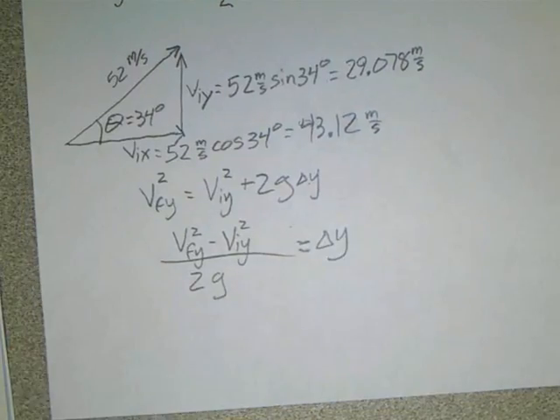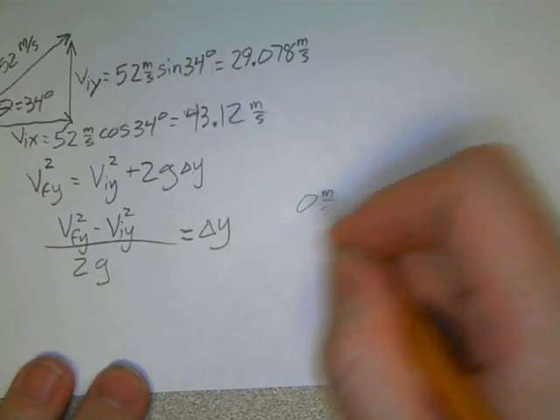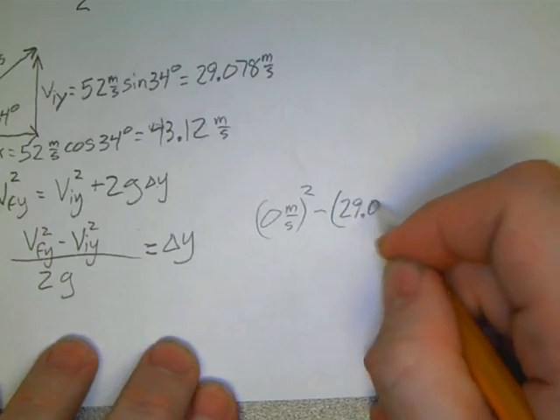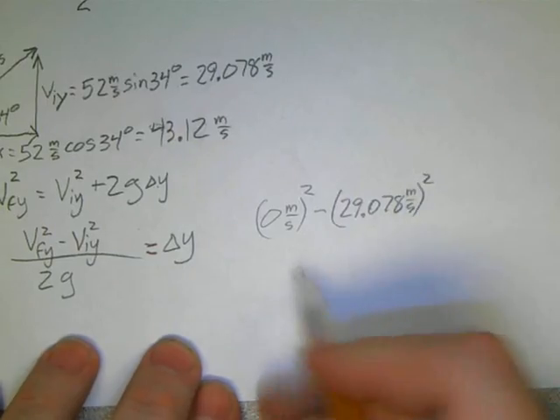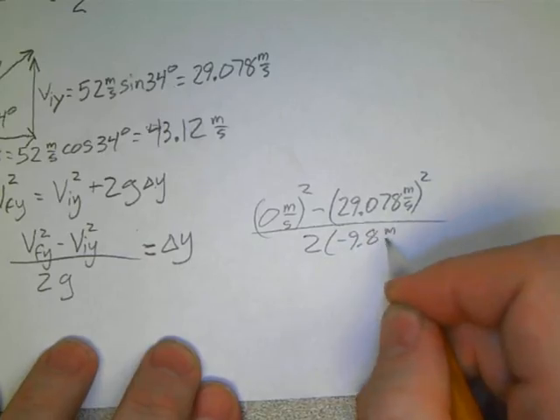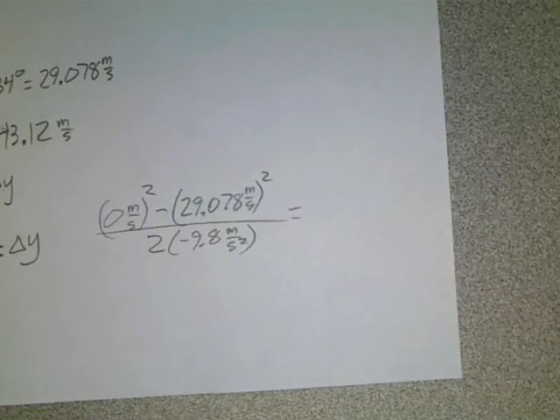Alright, so plug in my numbers. Final velocity is 0. So that's 0 squared. Initial velocity, 29.078. That's squared. Divided by 2 times my gravity of negative 9.8. See if I can remember to square it. Divided by 2 gravities.